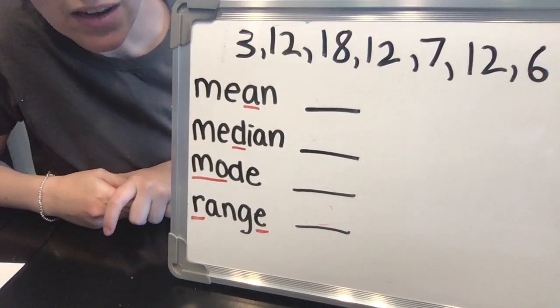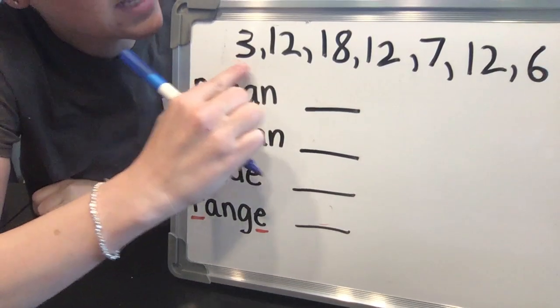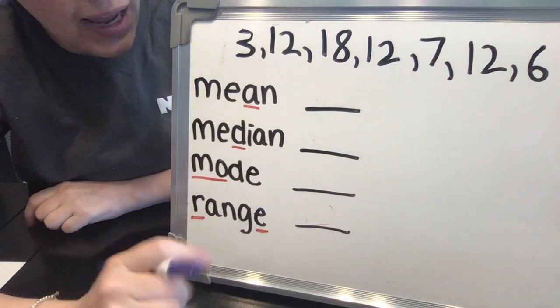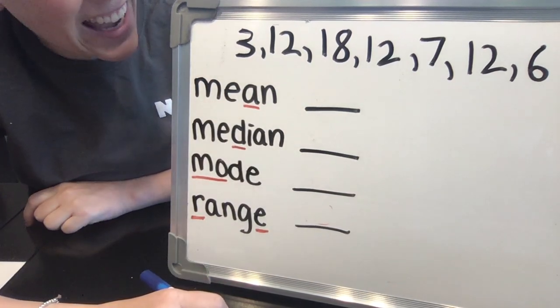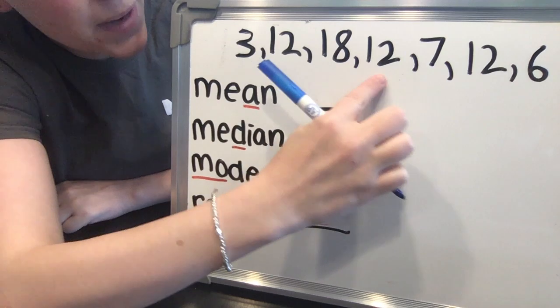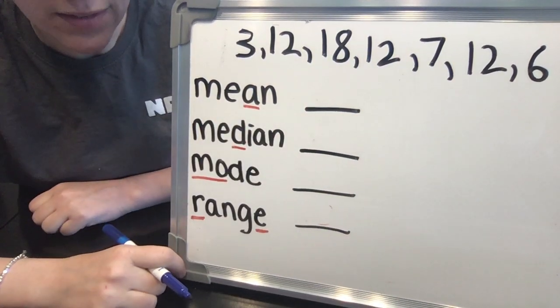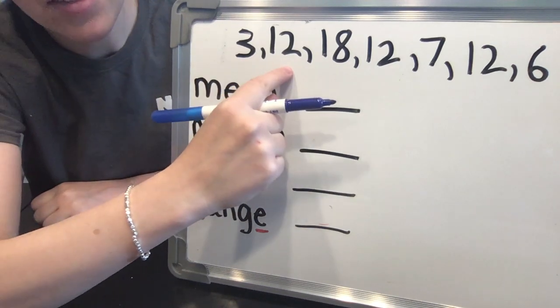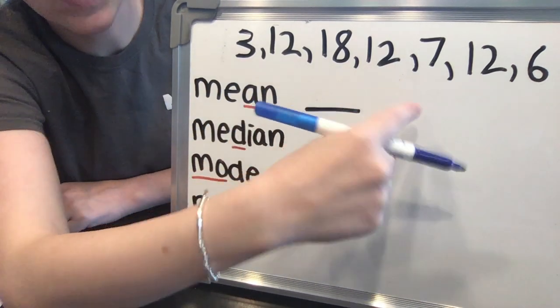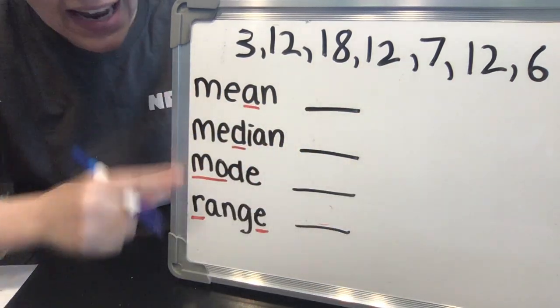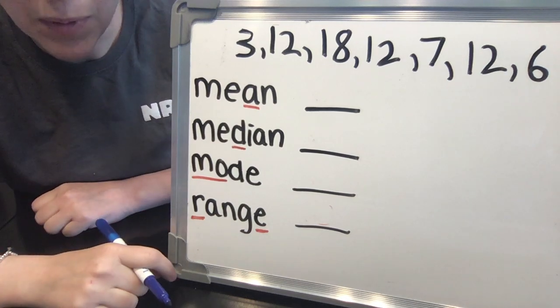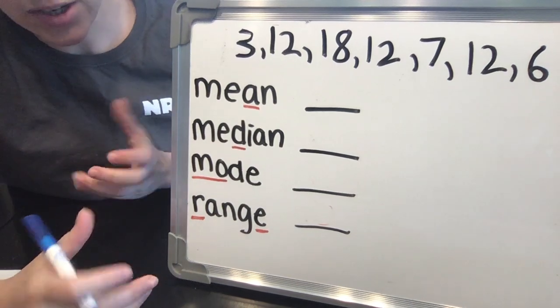We're going to try this again with a new set of data. So let's say that I was a store owner and I sell cupcakes, and these are the amount of cupcakes that I sold each day over the course of a handful of days. So I sold 3 cupcakes, then another day I sold 12, and then 18, and then 12, and so on. Again, I'm going to recommend that you skip around and do the ones that are easier and quicker first.